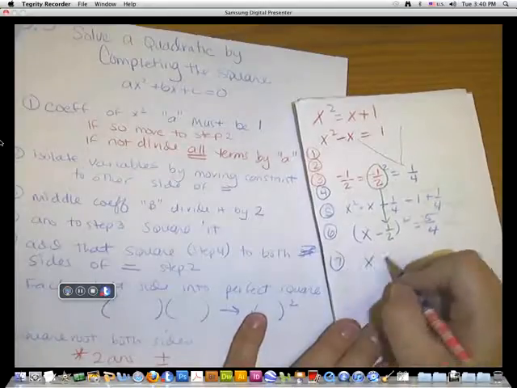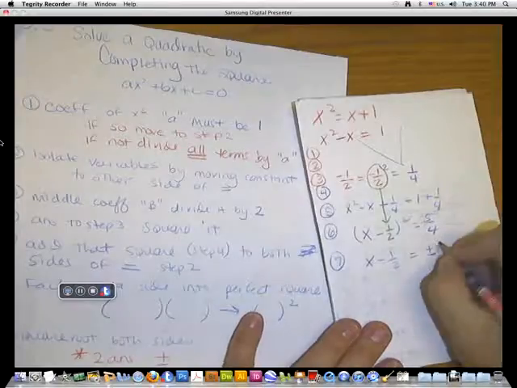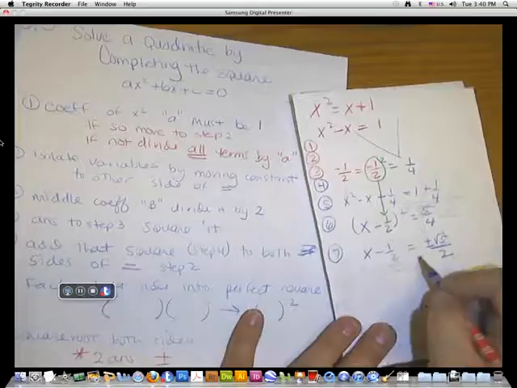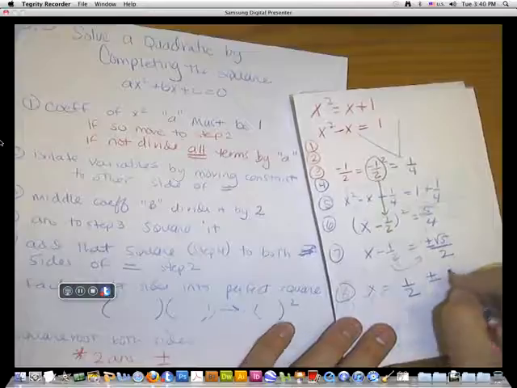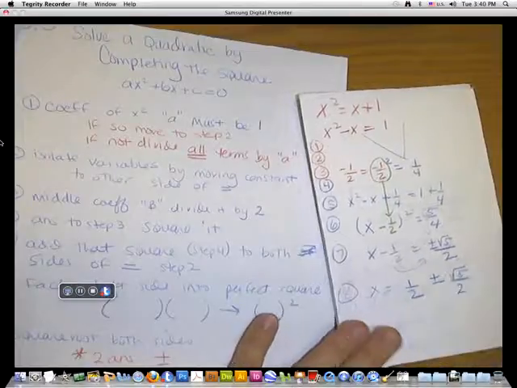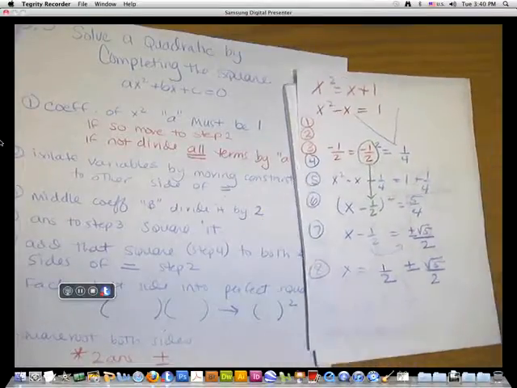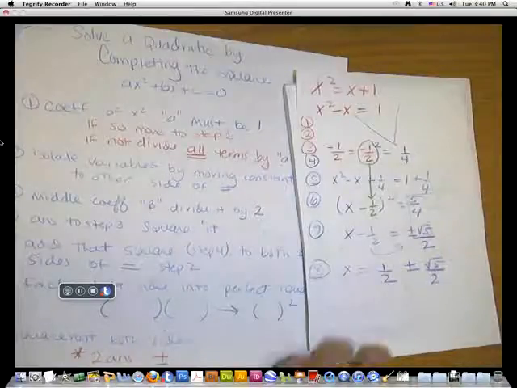Square root both sides, so x minus 1/2 is plus or minus, and when I square root 5/4, I get the square root of 5 over 2, because 5 can't be simplified and the square root of 4 is 2. And now last step, number 8, I move over by adding the 1/2. I get 1/2 plus or minus root 5 over 2. And that's good enough. You do not have to combine that together, move it, whatever. It is fine just the way it is.